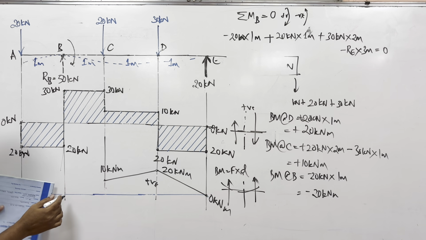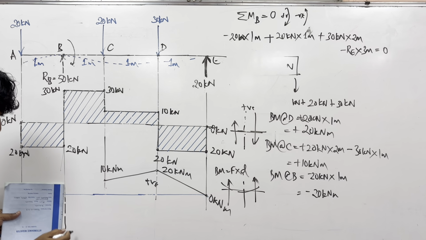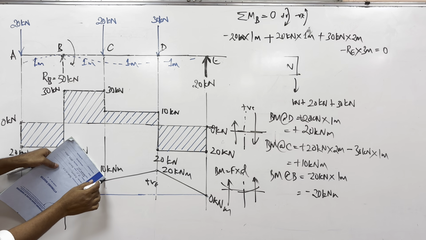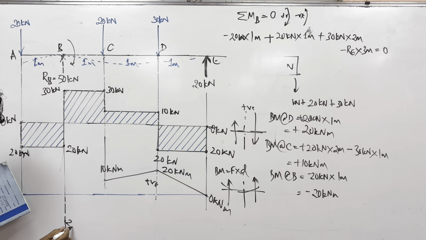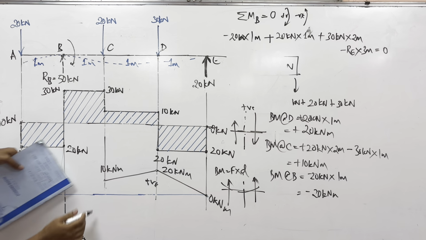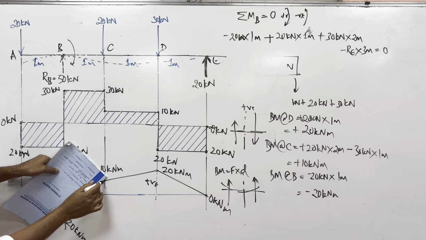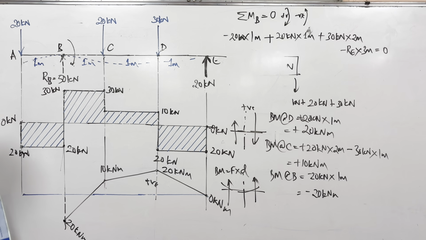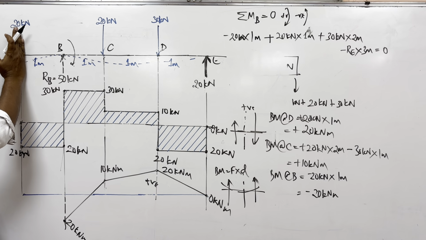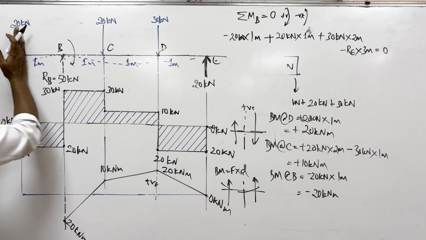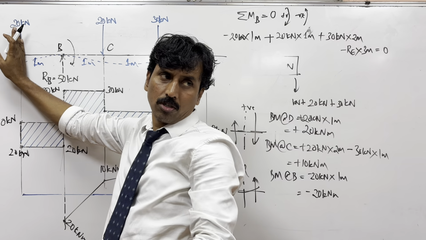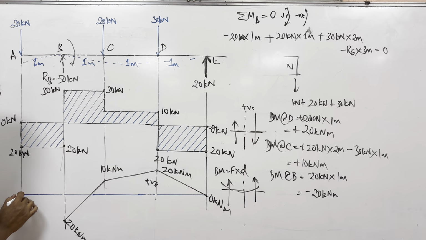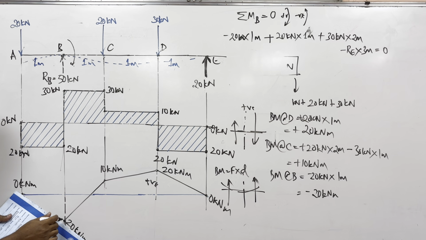So it goes from plus 10 to minus 20 here. So minus 20, this is 10, so 20 can be this much. Is it visible? Okay, this is it. And what about the bending moment at A? 0, because on the left hand side there are no forces, nothing. So it is 0 kilonewton meter, and you join this.